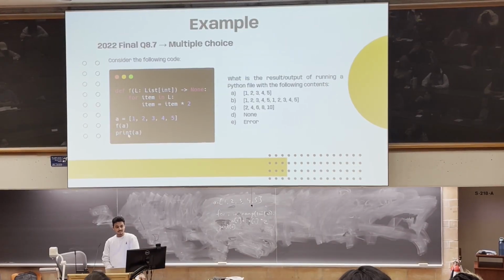Okay, next question. Same thing. What is the result? The function takes the input of integers, returns nothing. For item in L, same array. A is the same array when it returns A. What is the A? What is the output?